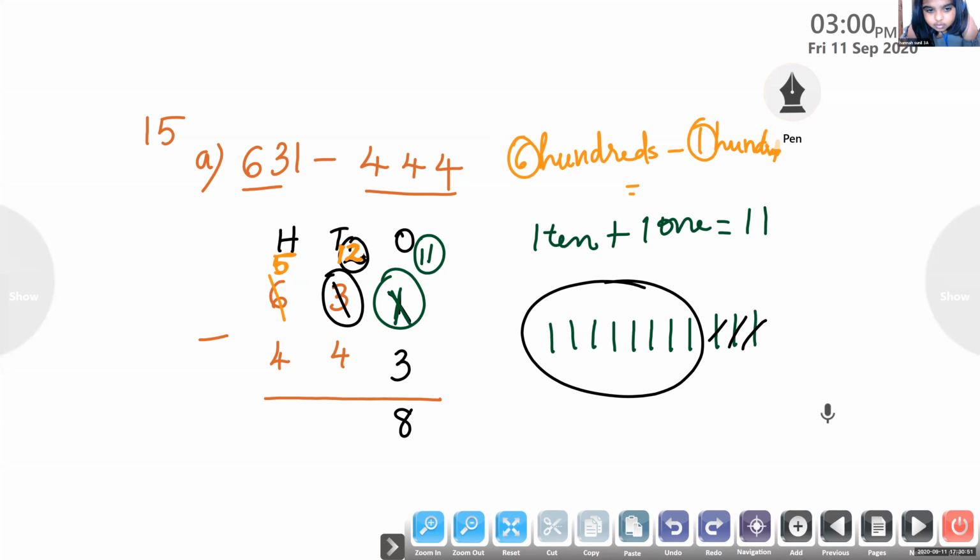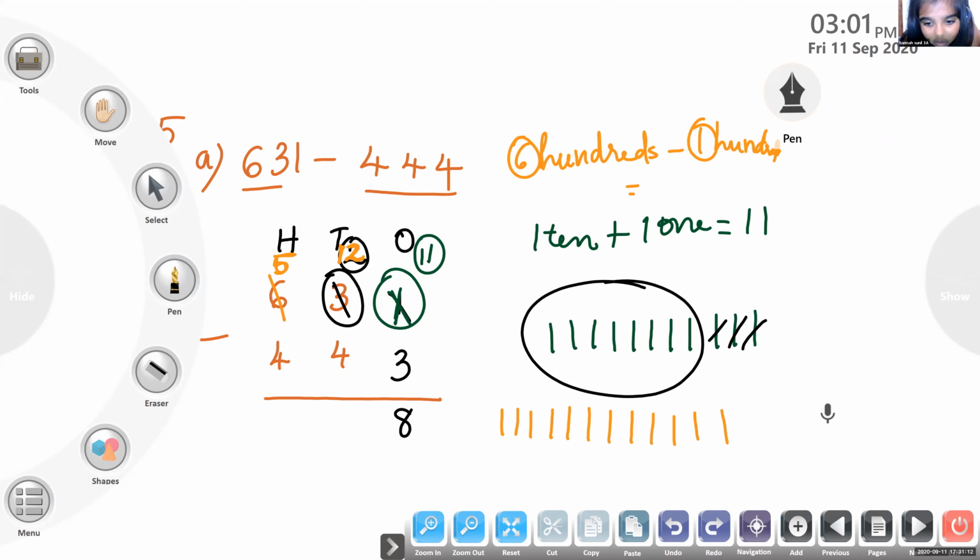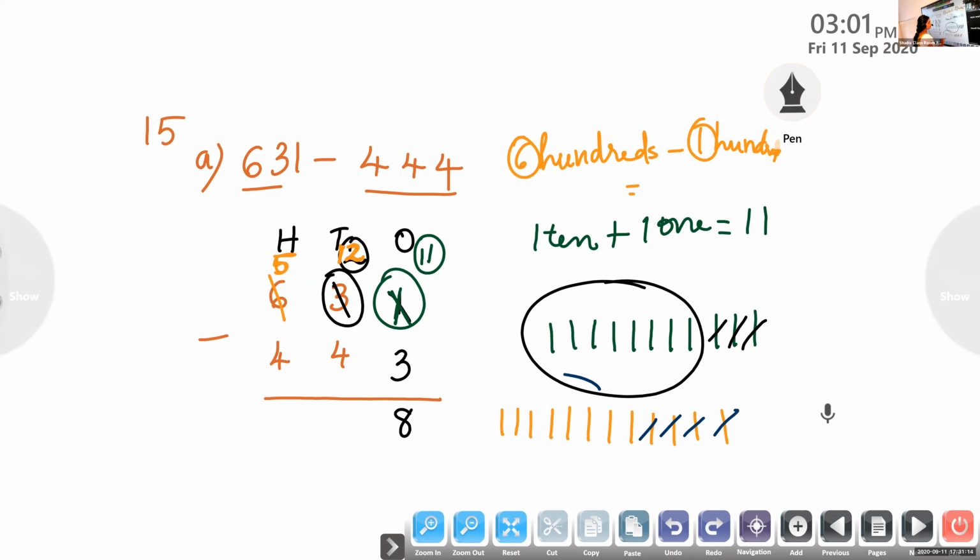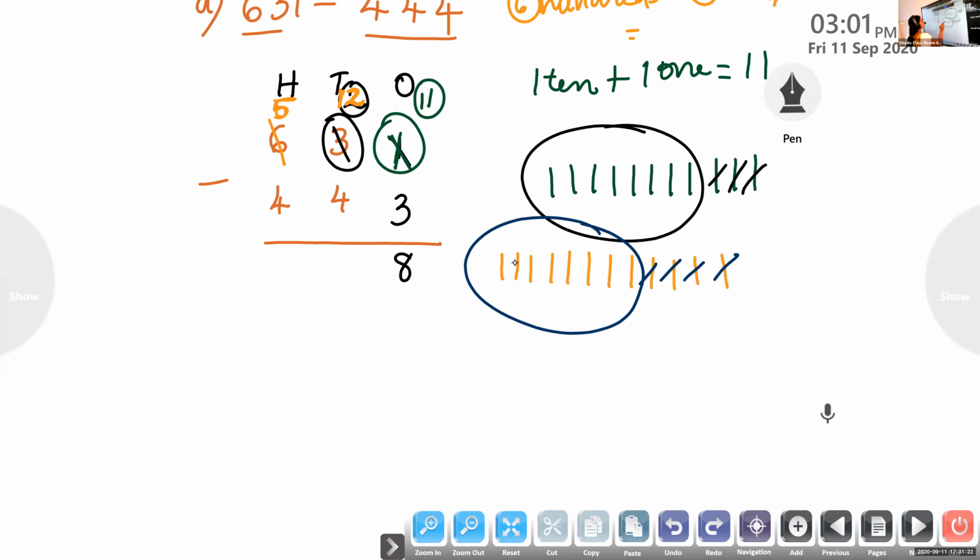12 minus 4. How do you subtract 12 minus 4? You can draw 12 lines. 1, 2, 3, 4, 5, 6, 7, 8, 9, 10, 11, 12. And from that, how many lines do we have to cut? 4. 1, 2, 3, 4. How many are remaining? 1, 2, 3, 4, 5, 6, 7, 8. Yes, so we got 8.